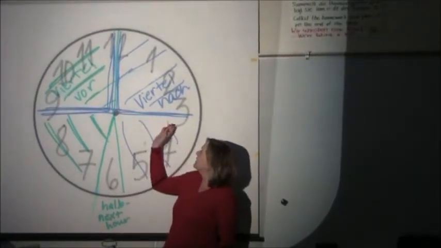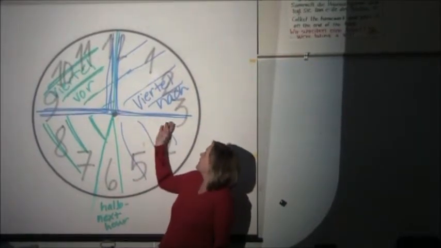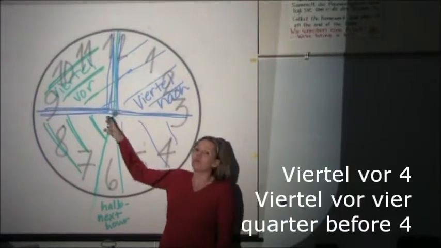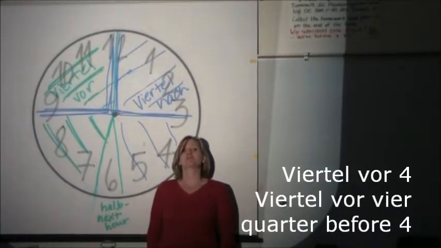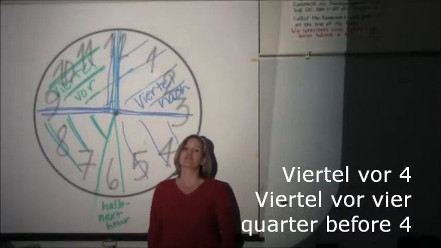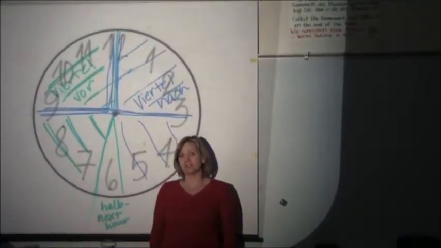So the word nach and the word vor come after the word Viertel. Viertel nach 3, Viertel vor 4. Viertel vor 4 is quarter before 4. Viertel vor 4. That's it. That's what you need to know to do today's time.